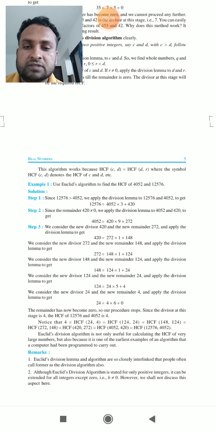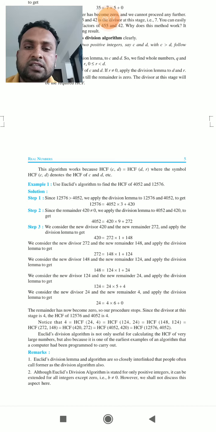Here 420 is not 0, so again you have to take the divisor in the dividend form. So 4052 is equal to 420 into 9 plus remainder 272. Again, what number do you have to multiply with 272 to give equal or nearest to 420? That is 1. 420 is equal to 272 into 1 plus remainder 148.